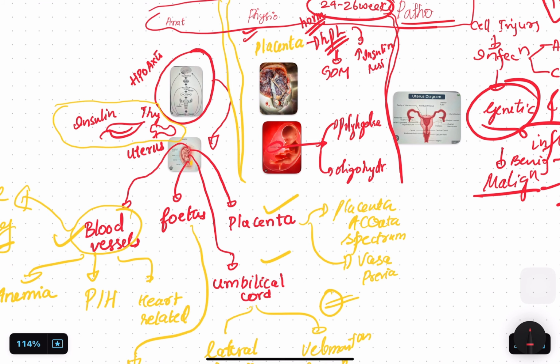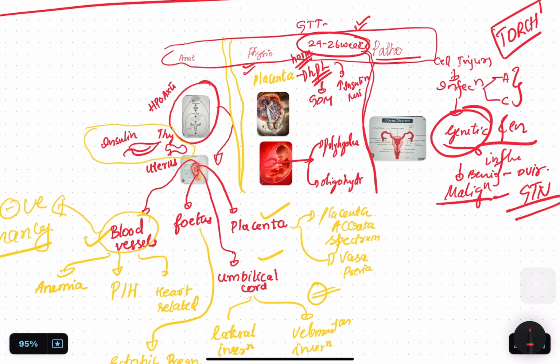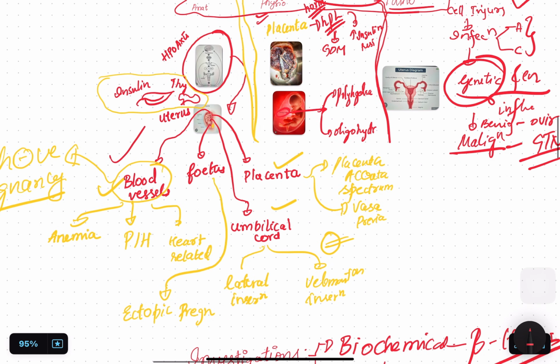So now, coming to the revision part of it, see. First, we start with the structures which were there. The normal HPO axis, if it is proper with the proper endocrine correlation, then it causes pregnancies. And in pregnancies, what are the 3 or 4 things which are important? Blood vessels, fetus, umbilical cord, and placenta. If the placenta is not properly attached, then it might lead to placenta accreta spectrum and vasa previa. And if there is a problem in the umbilical cord, then you might get a case of lateral insertion or velamentous insertion. Then if it's something to do with the fetus, if it's not properly attached, then it might cause ectopic pregnancies, related to blood vessels.